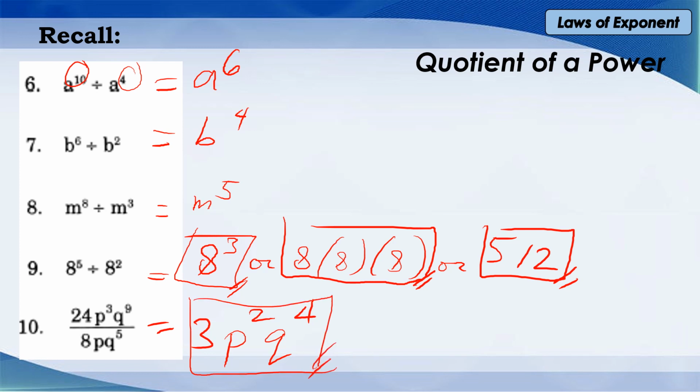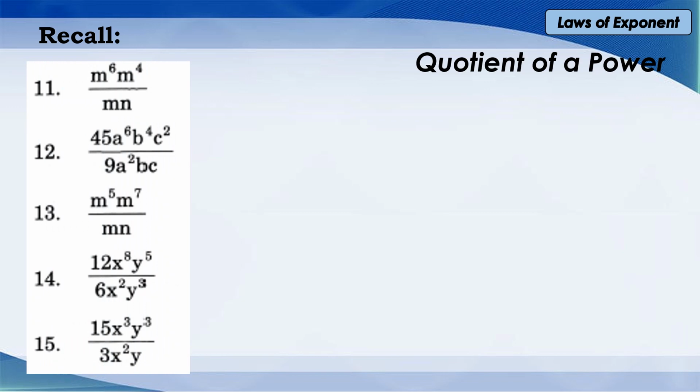Simply as that. Next, example number 11. We have M raised to 6 times M raised to 4 all over MN. Times muna natin, M raised to 6 times M raised to 4, 6 plus 4 is 10. Therefore, we have M raised to 10 divide MN.